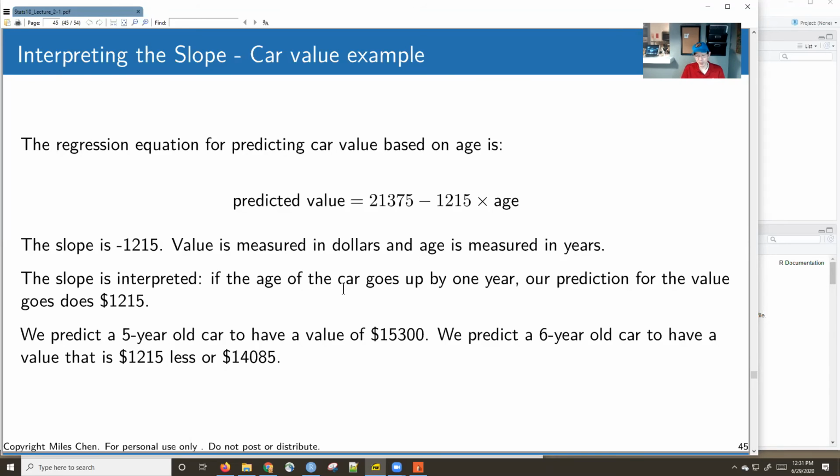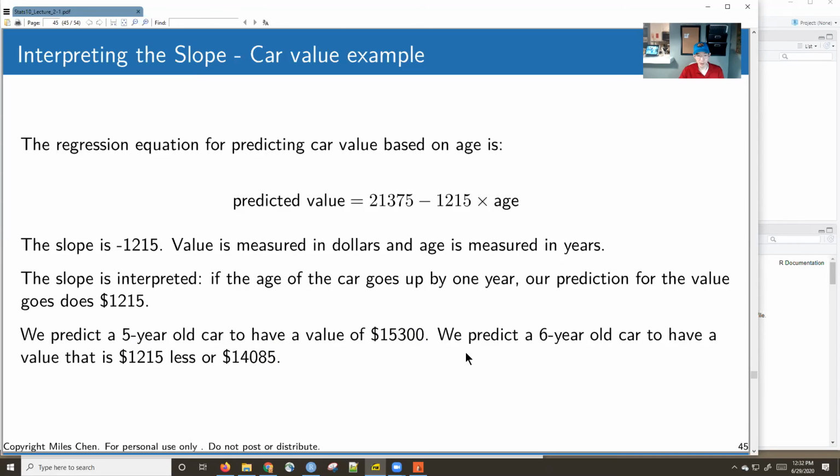And again, in this case, we might even be tempted. It feels like it makes more sense that a car that just sits there 1 year later is going to be worth $1,215 less. But again, it's more so if you have a 5-year-old car, we predict it's going to be worth this much. And if there's another car that's 6 years old, we're going to predict it to be worth $1,215 less. So we're just comparing predictions from observations with different x values here.